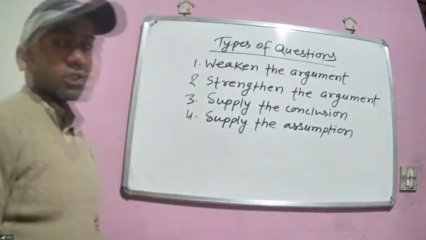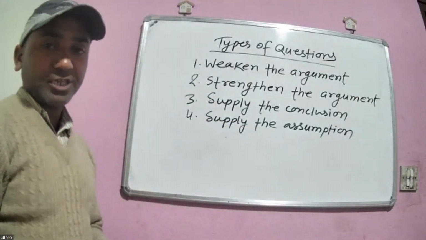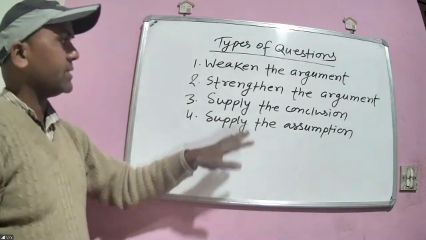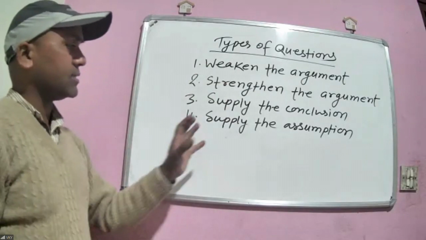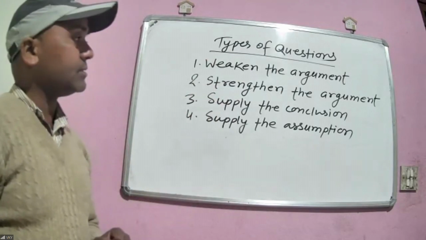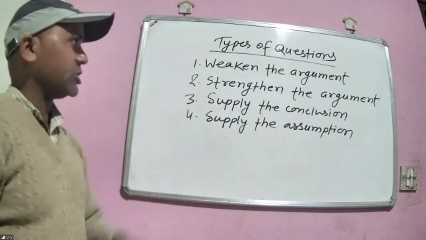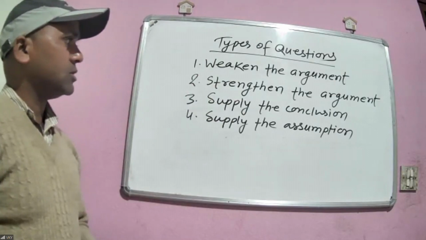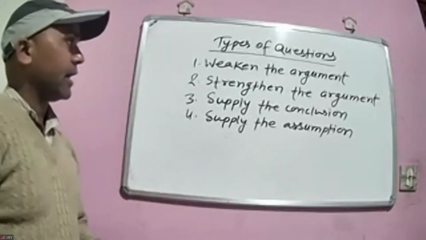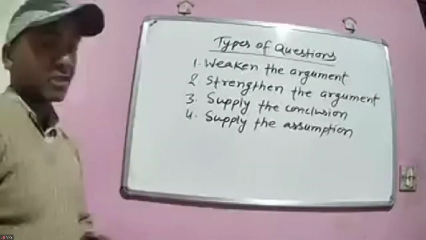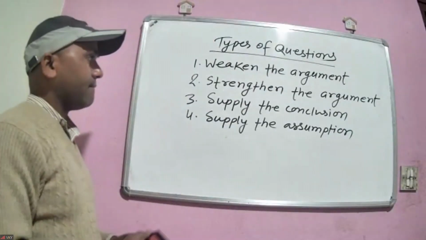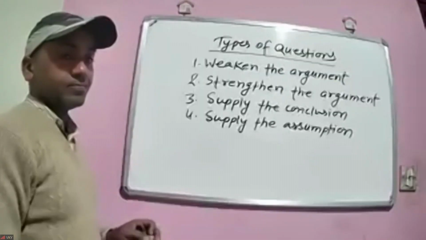So whatever questions you are asked in the critical reasoning test, these questions are related to weaken the argument, strengthen the argument, supply the conclusion, supply the assumption. We will discuss each one by one, and you have to practice as well. First, you copy it. These are 4 types of questions. Your questions are related to these. And how to deal with each type of question, that is important to know. Now I am writing 2, 3, 4.